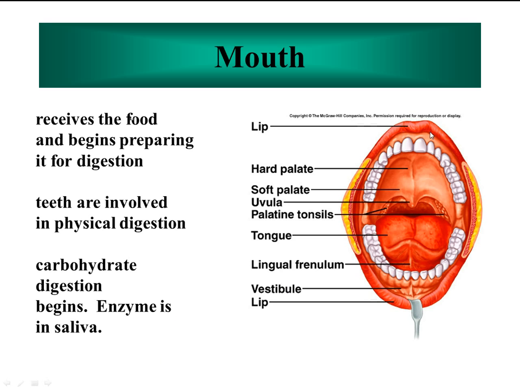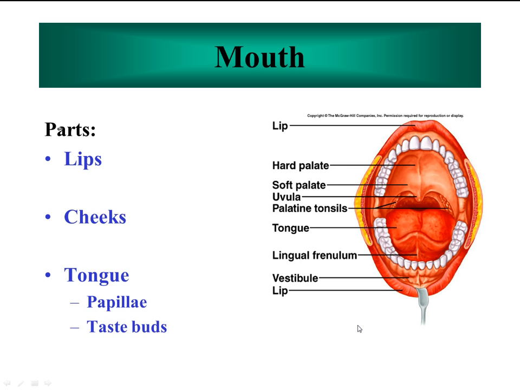You have the lips here. The hard palate is the bone there. The soft palate is this area with the soft tissue, with the uvula, and the tonsils, the tongue. The lingual frenulum is that tissue that, if you raise your tongue, will be perpendicular to the tongue. The vestibule and the lower lip. You have the lips with the cheeks, and see the fatty tissue here.